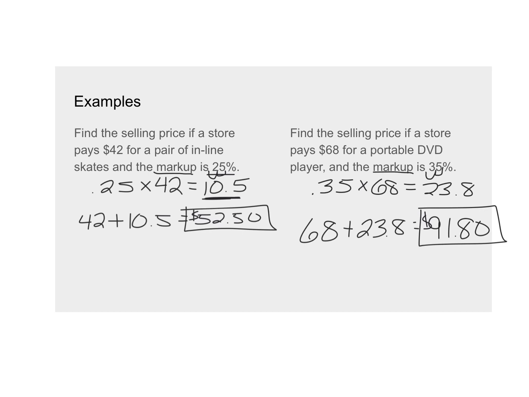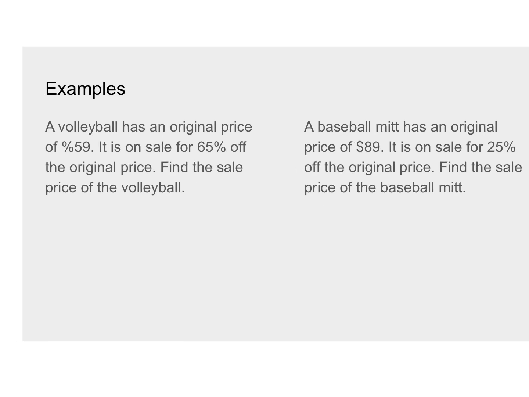Let's do some discount. What's going to be the difference between markup and discount? We're going to subtract instead of add because our price is going to go down. So a volleyball has an original price of $59. It is on sale for 65% off the original price. We want to find the sell price of the volleyball. What's a key word in there? How do we know if it's discount or markup? On sale. So if something's on sale, is the price up or down? Down. So we know this will be discount.